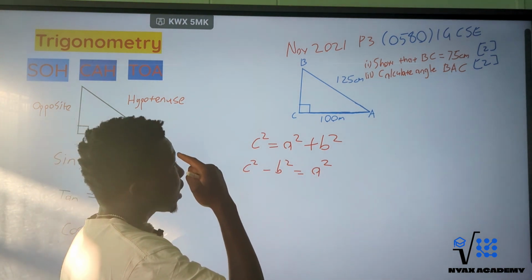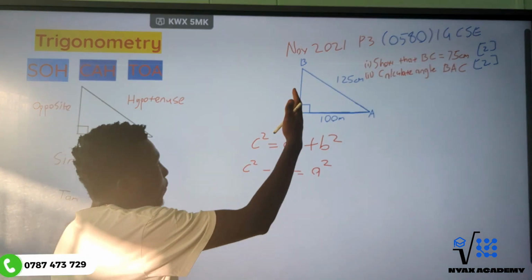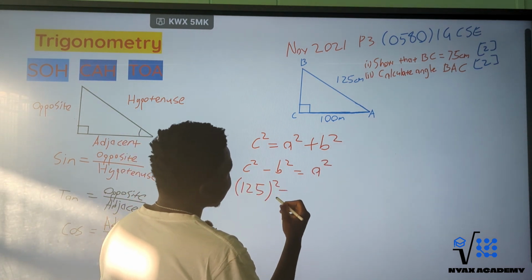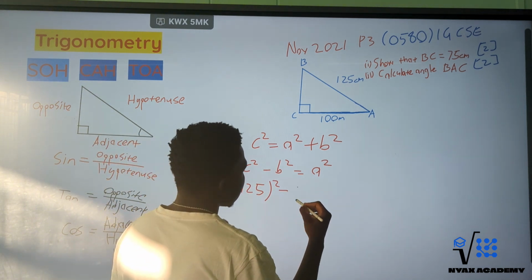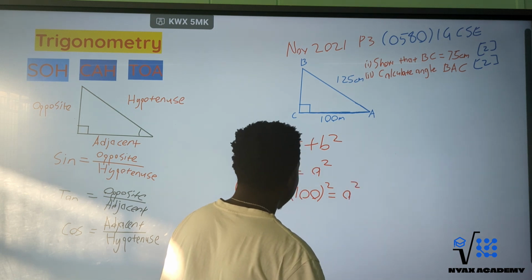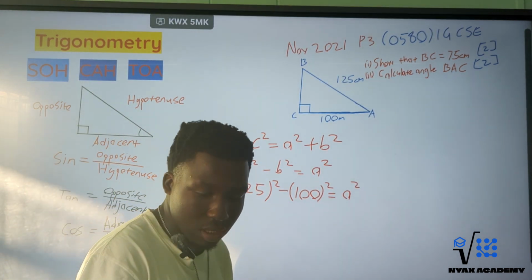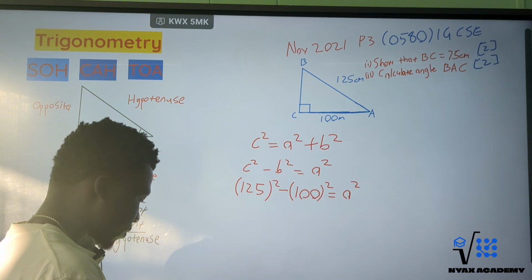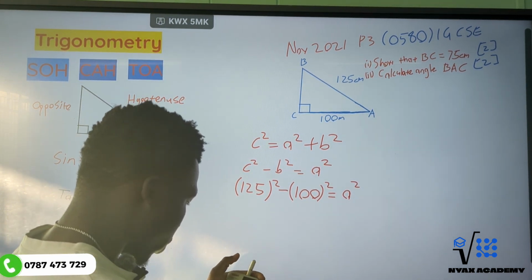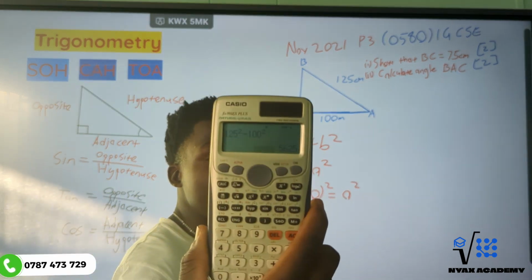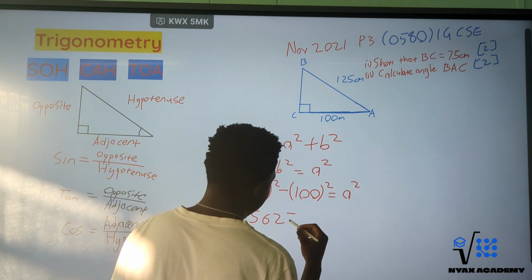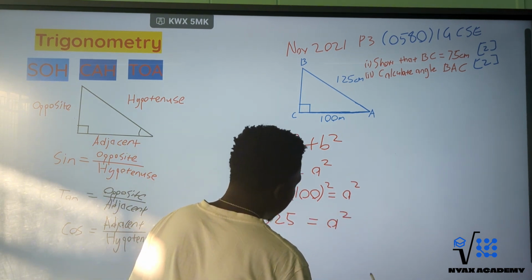A signals side BC. Our hypotenuse was 125, so 125 squared minus 100 squared, for our other side, is equal to a squared. We punch that into our calculators, 125 squared minus 100 squared, and we get 5,625. So 5,625 is equal to a squared.